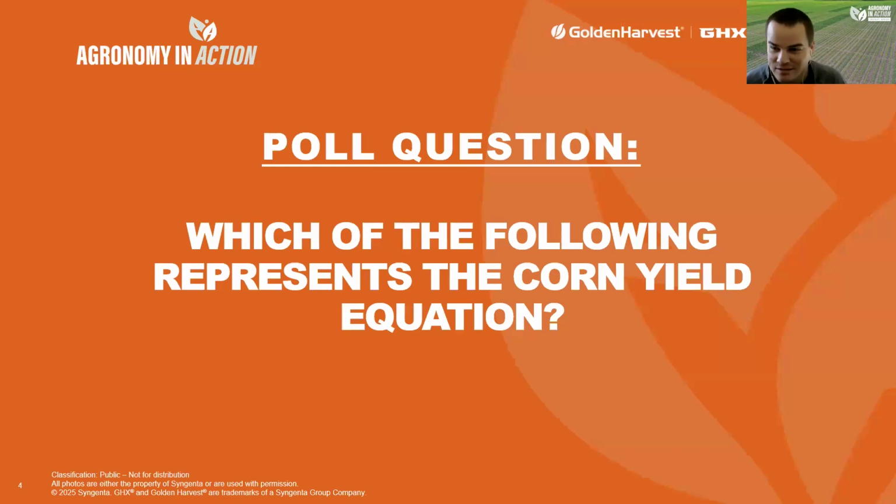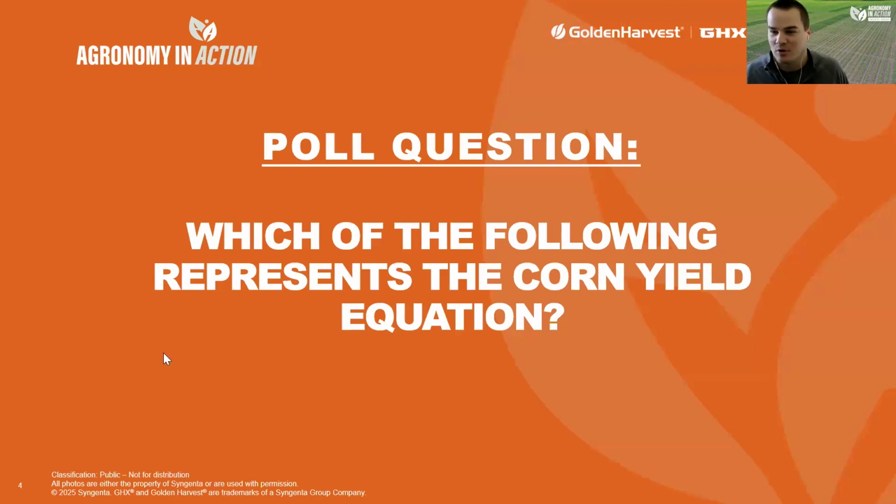If we're going to talk about yield, we first need to think about the corn yield equation. So I've got a poll question here, and the question is, which of the following represents the corn yield equation? You have a couple different selections there, but all of them will include ears per acre, kernels per ear, and then the last component of that yield equation is it test weight, kernel weight, or kernel weight and test weight. Or you could also select that you don't know, which is why you're here today. Lucky for you, you'll be finding out the answer in about less than a minute here.